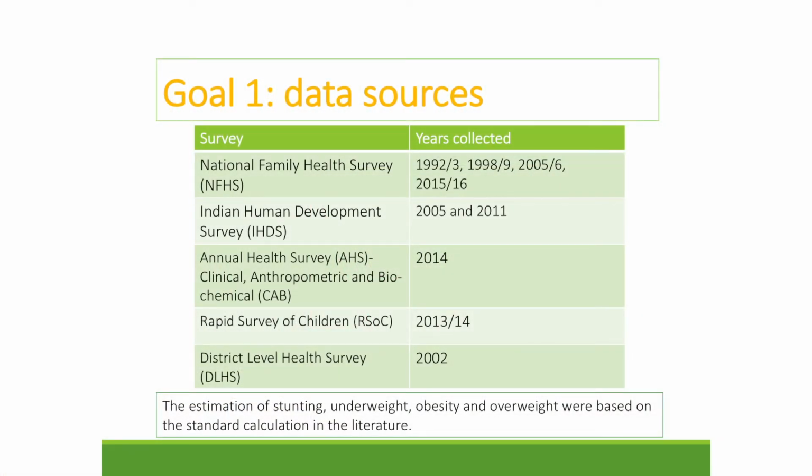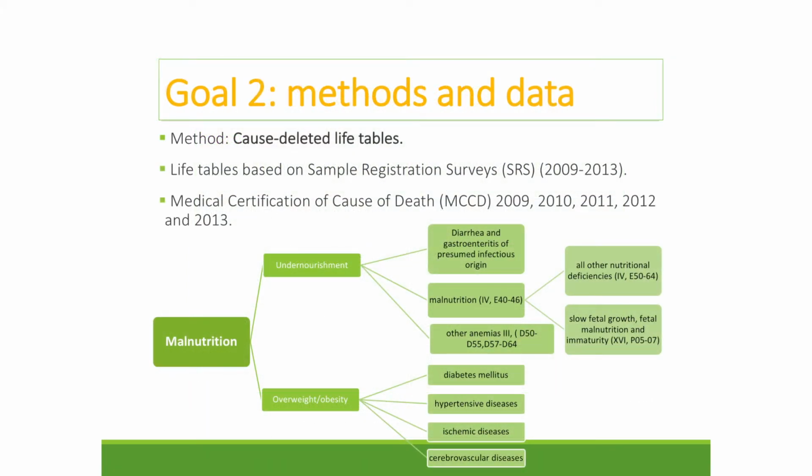In general, for the first goal, which is mainly descriptive, I used all the data sources that I found that have anthropometric and biometric data, and I put them all together to see consistency and trends in time. For my second goal, I used cause-deleted life tables, which are popular demography methods. To estimate the undernutrition and overweight burden, I differentiated between the diseases that are directly associated with undernourishment and those diseases that are associated with the other side.